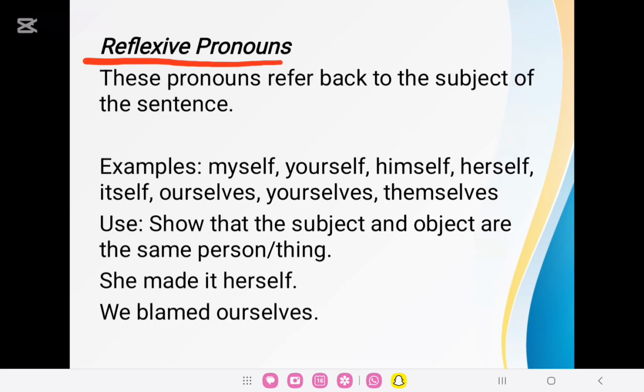Next kind is reflexive pronouns. I really like them and they are the easiest one, I must say. These pronouns refer back to the subject of the sentence. Whenever you say something with a reflexive pronoun, basically you are emphasizing something and you are telling that you have done something yourself. So it goes back to the subject of a sentence. Examples: myself, yourself, himself, herself, itself, ourselves, yourselves, themselves. They are used to show that the subject and object are the same person or thing.